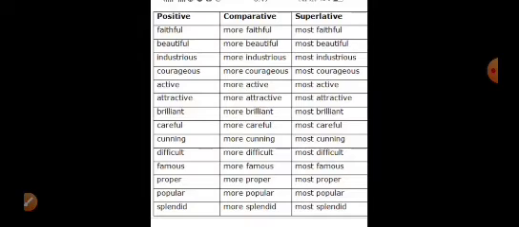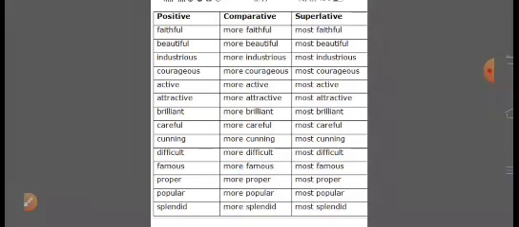Famous, more famous, most famous. Proper, more proper, most proper. Popular, more popular, most popular. Splendid, more splendid, and most splendid. Splendid is, that is marvelous. Okay, so these were some of the examples that you can go through and learn by heart, so that whenever you have to use the different degrees of adjectives, you can use them very firmly.